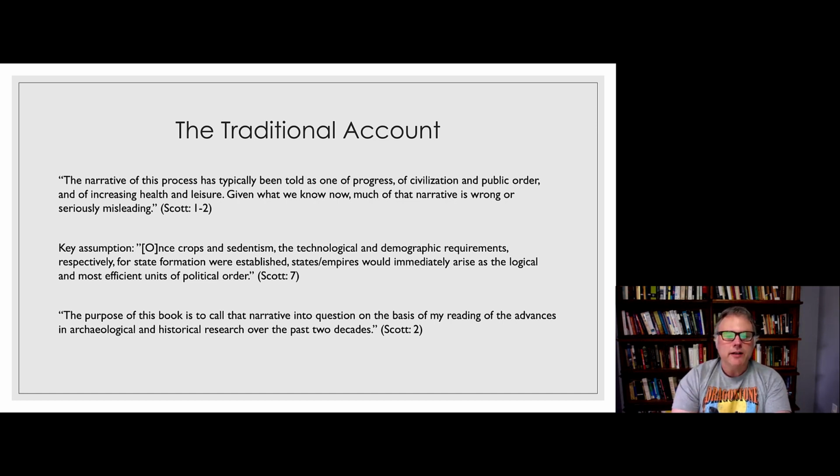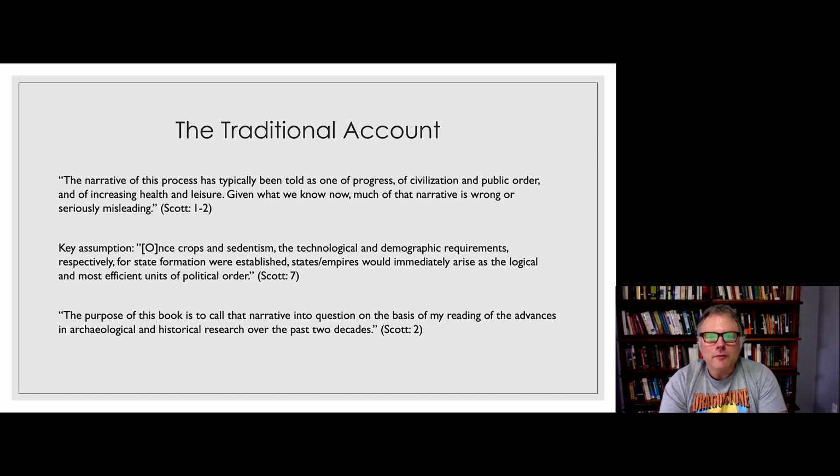On page 7, he fills out some of the details. The idea in this traditional account is that once crops and sedentism, that is, a community living in one place, which the crops make possible, once the technological and demographic requirements, respectively, for state formation were established, states and empires would immediately arise as the logical and most efficient units of political order. So the traditional account just says, look, people started living in states because they could see the appeal of living in states. It was better for them. They did better under states. It was a better way of living than the prior way of living. This was a kind of progress for humanity and civilization and public order. People, of course, wanted to live in these things. It was better for everybody.